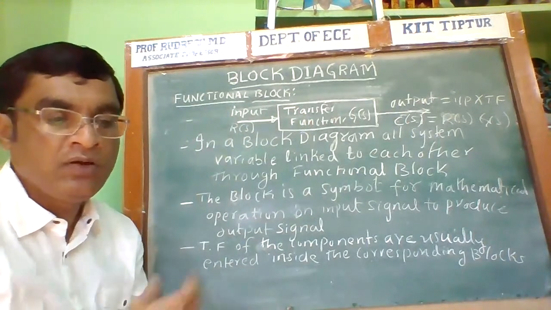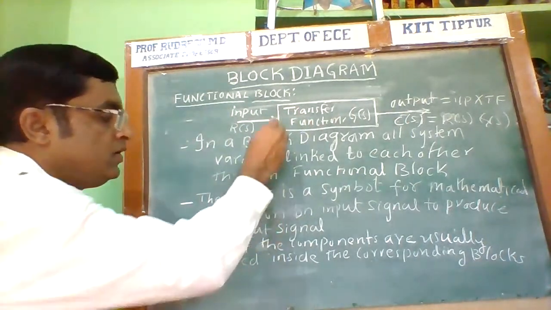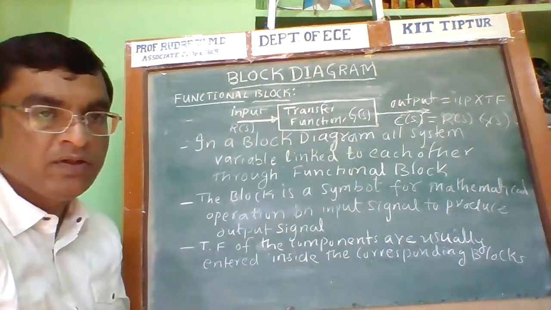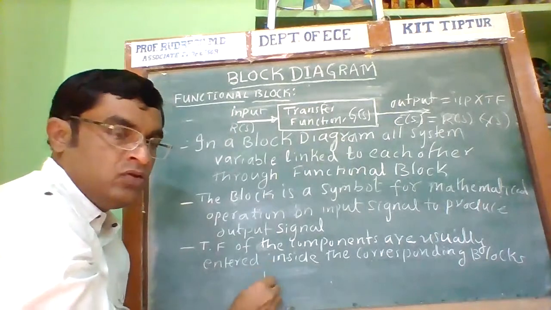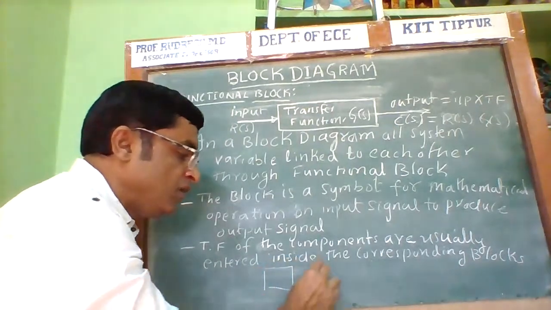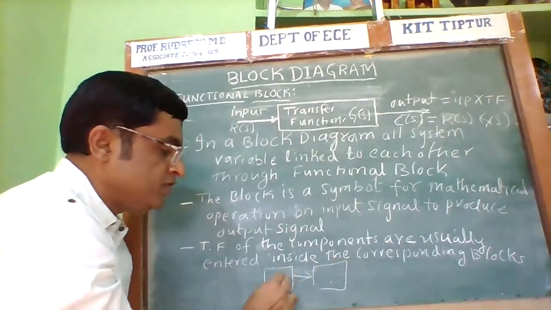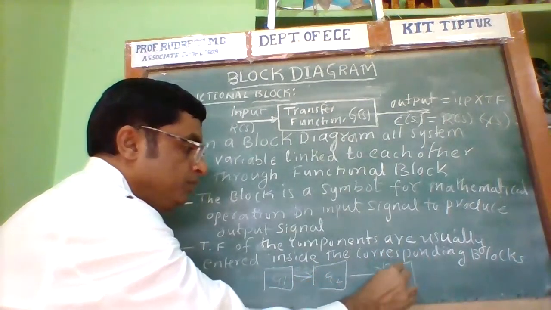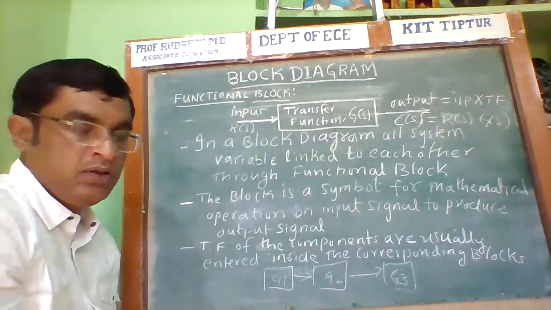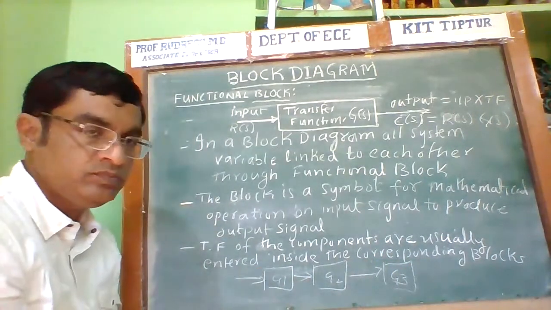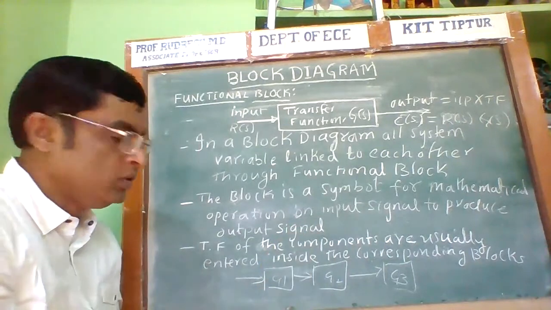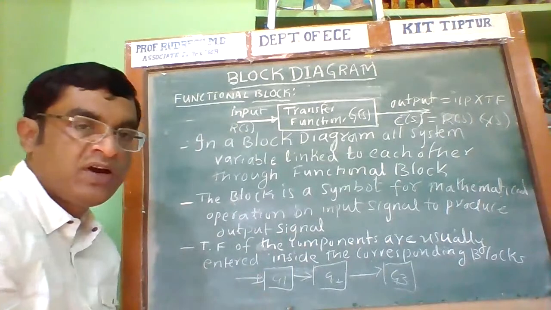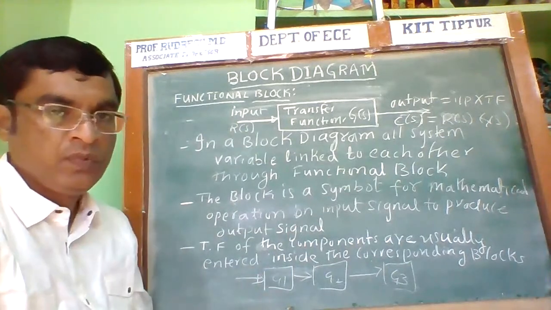Usually the arrow indicates the direction of flow of signals. The arrows are used for connecting the various blocks. Now this is the G1 block, this is the G2 block, and this is the G3 block. These arrows are used for connecting the various blocks, and the arrows are referred to as signals.